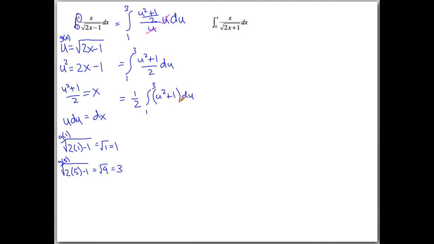And now we can integrate. So we'll still have our 1/2. U squared will become u cubed over 3, and then plus 1 will be plus u. And then we want to evaluate this entire thing from 1 to 3. Okay, so we're going to get 1/2. Let's substitute in 3, so it'll be 3 cubed over 3 plus 3 minus 1 cubed over 3 plus 3.